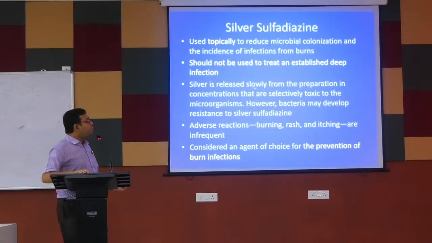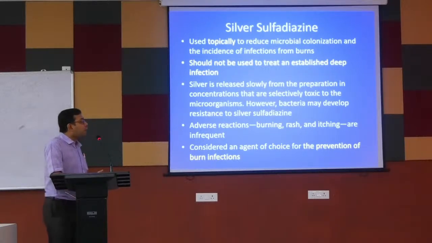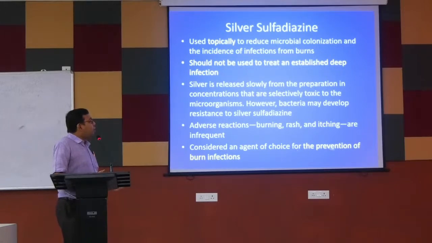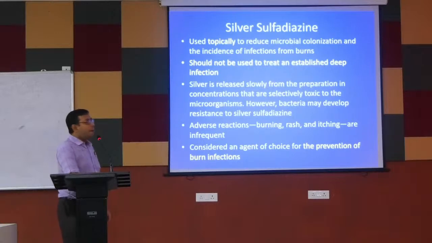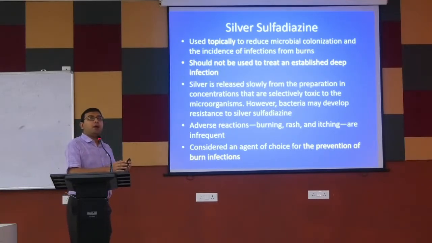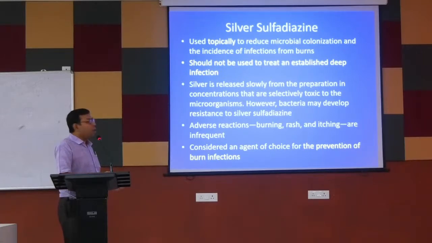Silver is released very slowly from the preparation in concentrations that are selectively toxic to the microorganisms. And bacteria may develop resistance to silver sulfadiazine. Adverse reactions are burning, rash and itching, and it is considered an agent of choice for the prevention of burn infection. So silver sulfadiazine can be used for burn infections. Both the silver as well as the sulfadiazine component help in the treatment of the burn and prevent burn infection.